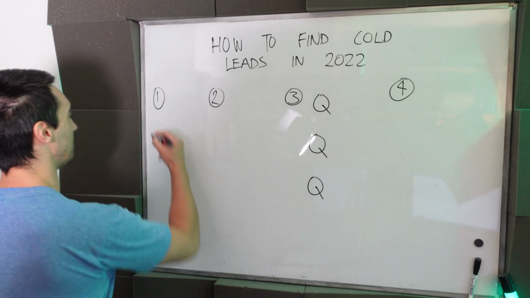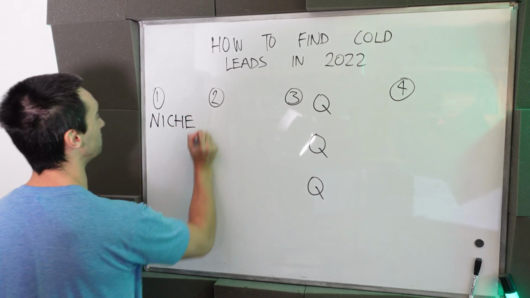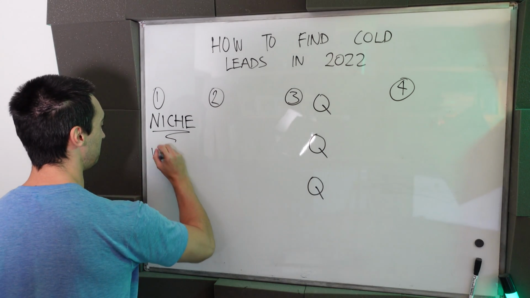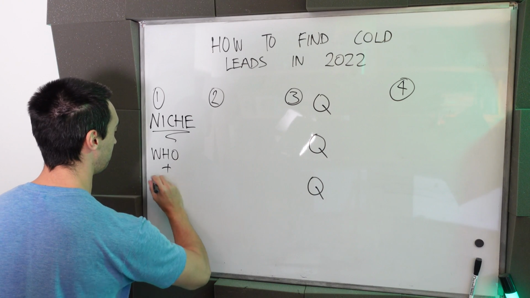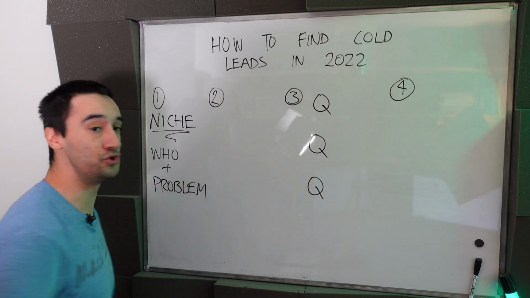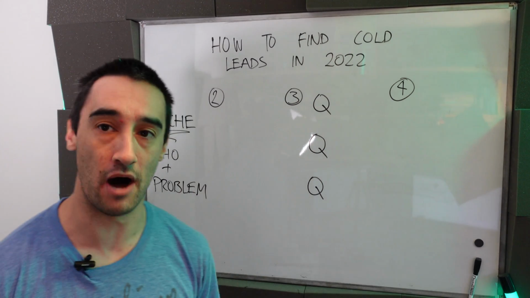The first thing we need, and I cannot stress this enough, and I will have to say this until I'm blue in the face or dead, you need a niche. You need a specific who and a specific problem that you solve. You are not a funnel builder. You do not build marketing funnels. You are not an agency. You are not a marketing consultant.